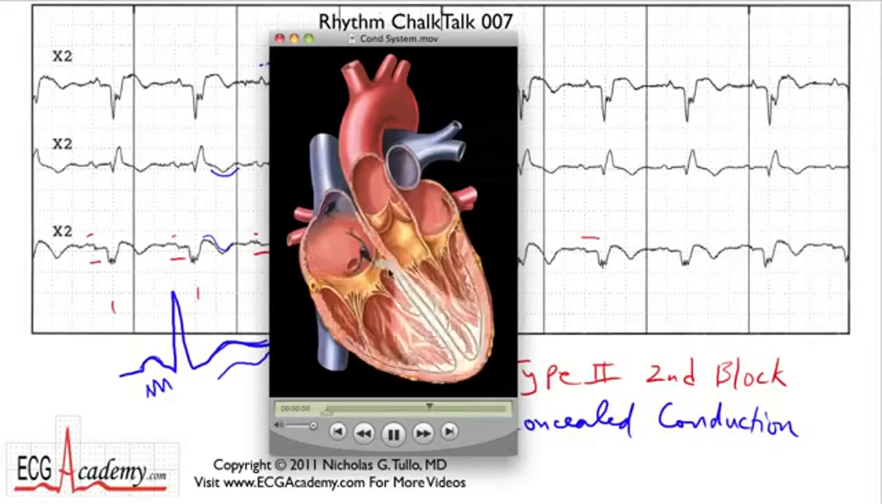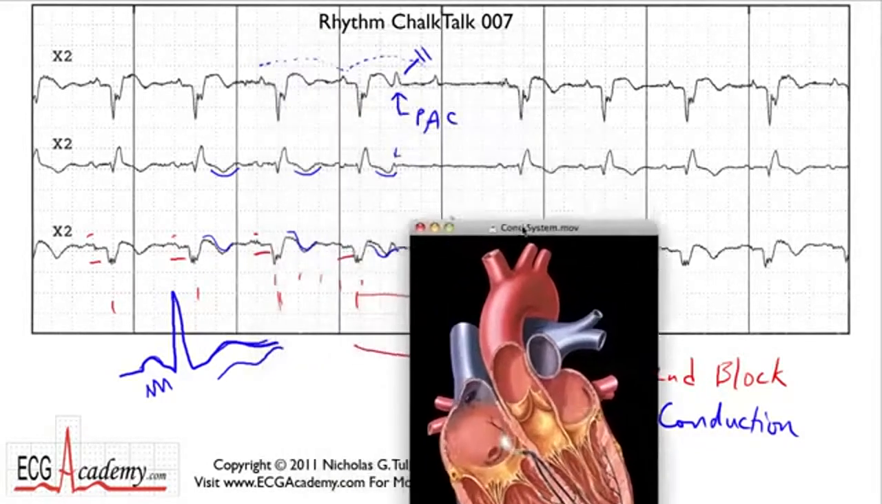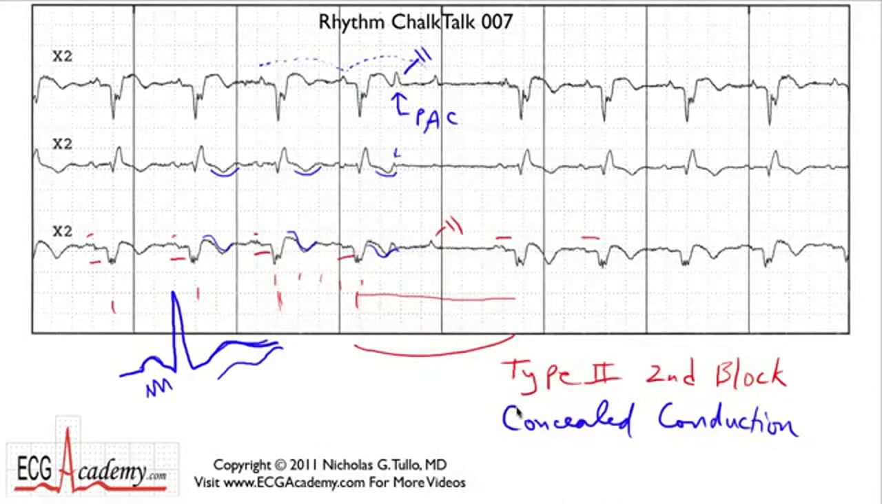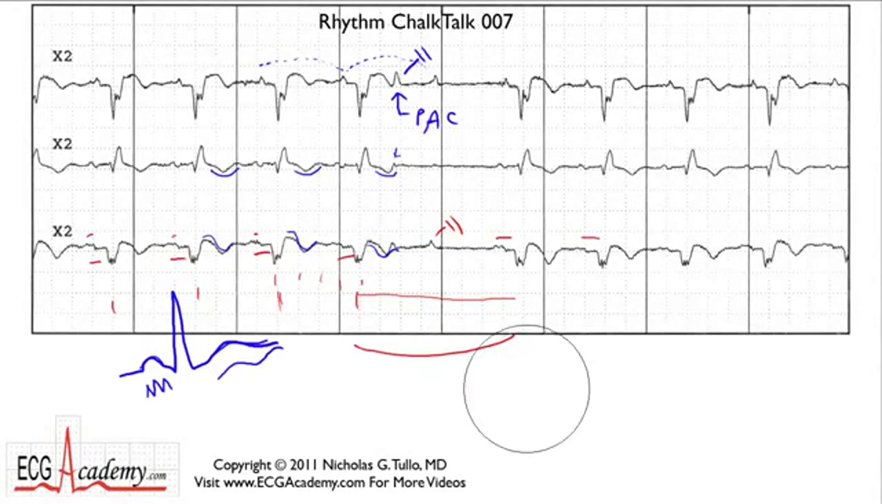So there's a little bit of delay that's supposed to be there. Remember, normal PR interval should be 120 to 200 milliseconds. And then the signal propagates down the His bundle in the Purkinje system. Okay, but the AV node has a very interesting behavior. Let me get rid of that. With the AV node, I'm going to erase this stuff here for a second.